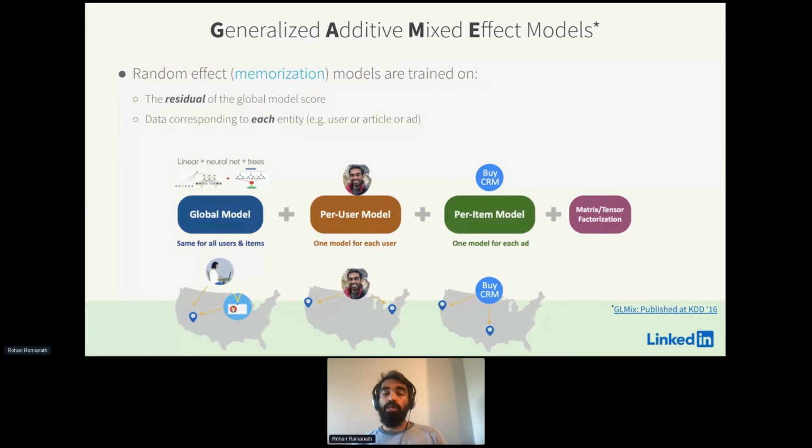These per entity models are called random effect models. And they're typically very, very small. Think linear models, and they're trained on the residual of the global model score. And the best part of training these random effect models is they only depend on the data corresponding to that entity. So if I have 100 million members, I can train each member's model just on their data. So it's really small data learning and not huge amounts of data.